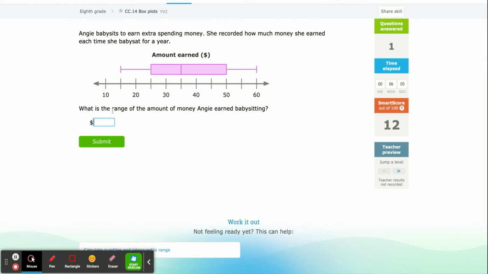But right now, what is the range of the amount of money Angie earned babysitting? Now remember, range is the largest minus the smallest. And we have those values. Remember, this upper one is the largest value. The lower one is the minimum value, and range is largest minus smallest. 60 minus 15, because there's 10, 20, that must be 15. 60 minus 15 would be 45.